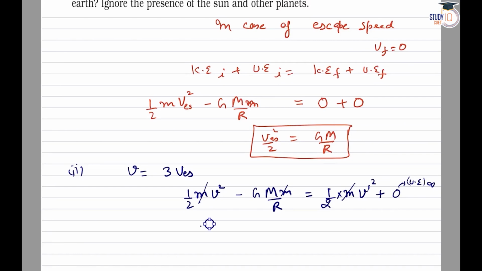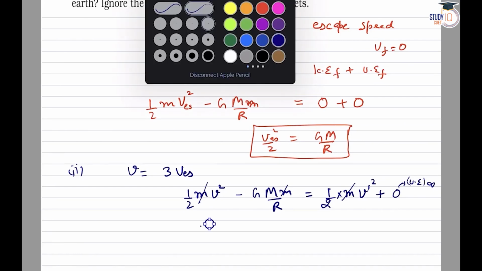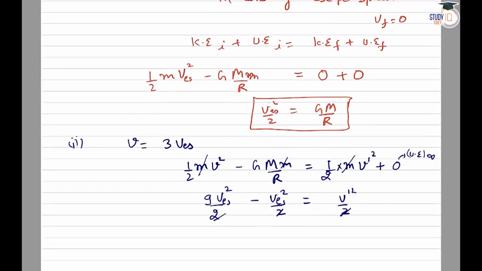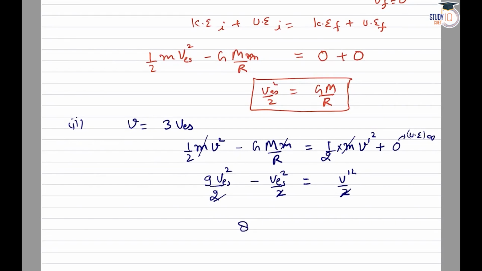So the value of v square can be written as 9 times v escape square by 2 minus v escape square by 2, and this is equal to v dash square by 2. So this 2 gets cancelled out. So from this we have 8 times escape velocity square is equal to final velocity square.